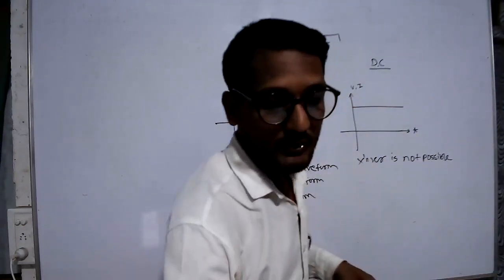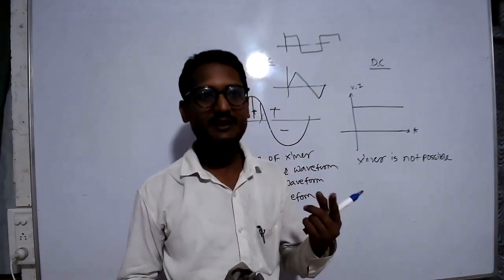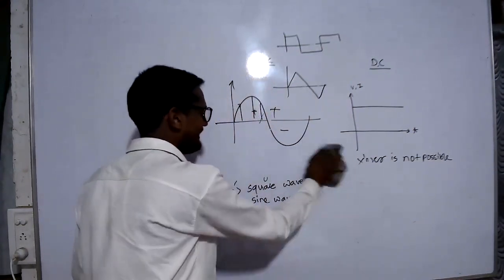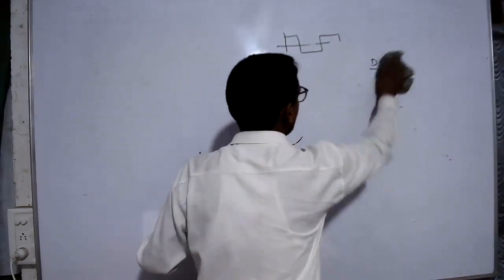Then next is the generation of AC waveform. Already we have discussed the generation of AC waveform by the single coil alternator. If the single coil of alternator is used, then we know the generation of the AC waveform. Now the voltage equation of the waveform.